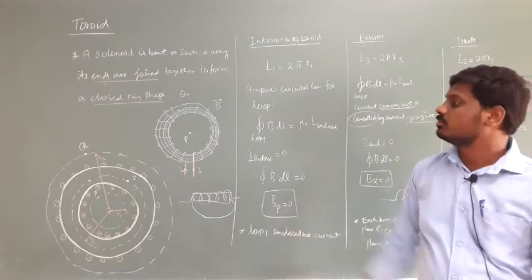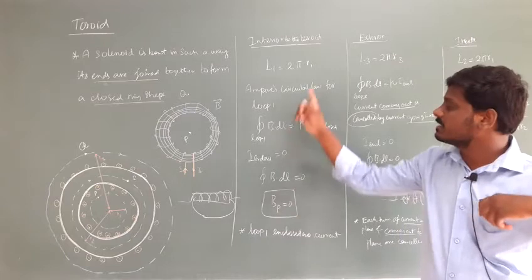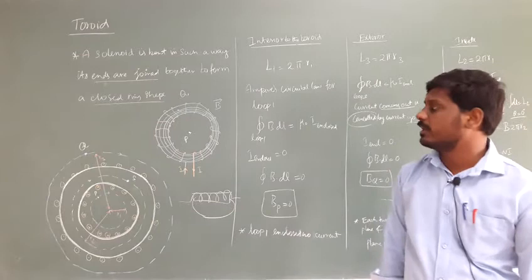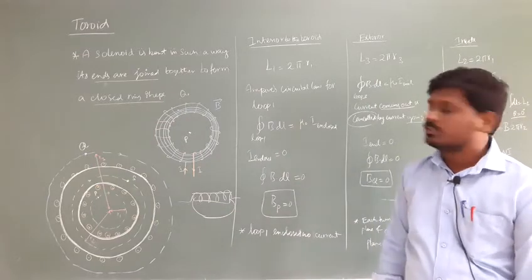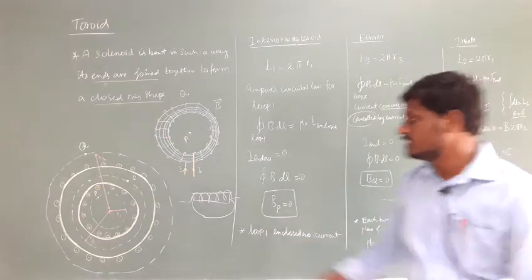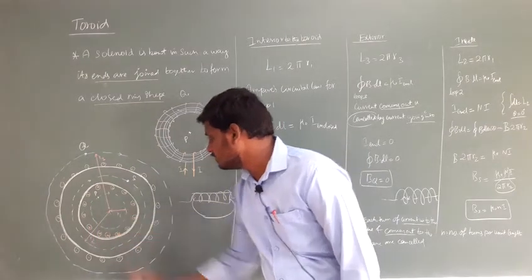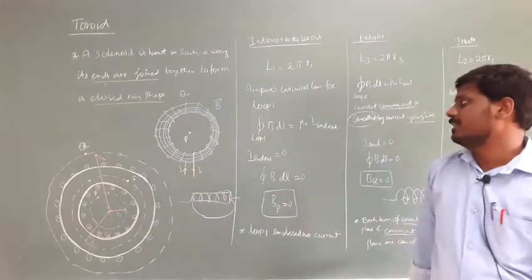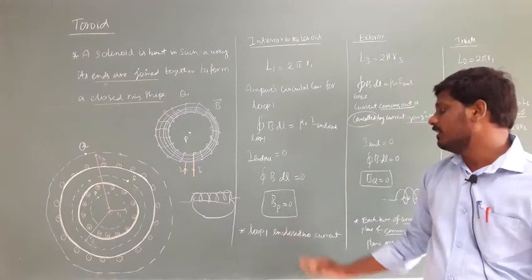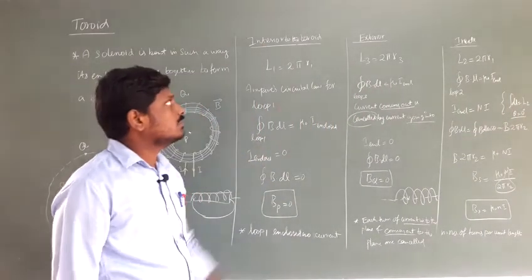First, we construct an Amperian loop L1 with radius R1. It's a circle, so the circumference is 2 pi R1. Using Ampere's circuital law, closed integral B dot dl is equal to mu 0 I enclosed. The current enclosed in the loop of radius R1 is equal to 0. So I enclosed equal to 0 means closed integral B dot dl is also equal to 0. So the magnetic field at the point P is 0. So the first case, the interior of the toroid, is over.